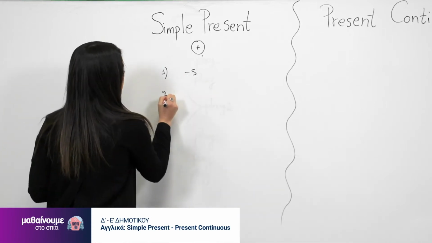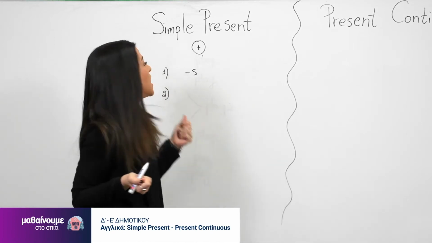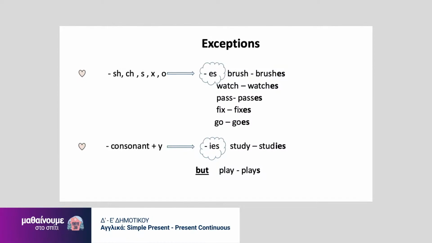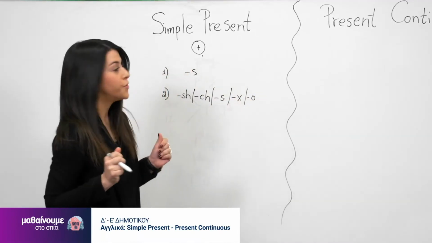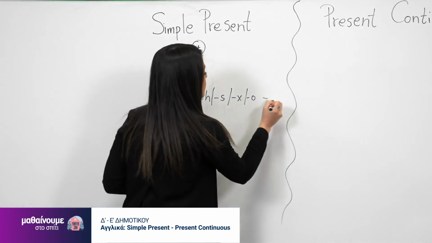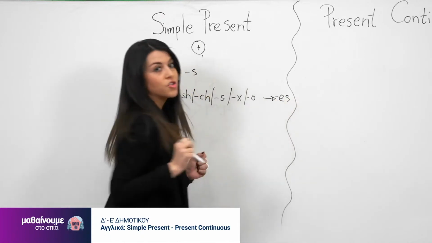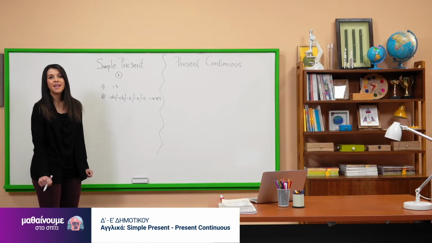Number two, I will show it to you on the screen later, so you will see them as well. When the verb ends in SH, CH, S, X, and O. What do we do? We don't put only S, we put ES in the end. We only put ES. So let's see some examples.